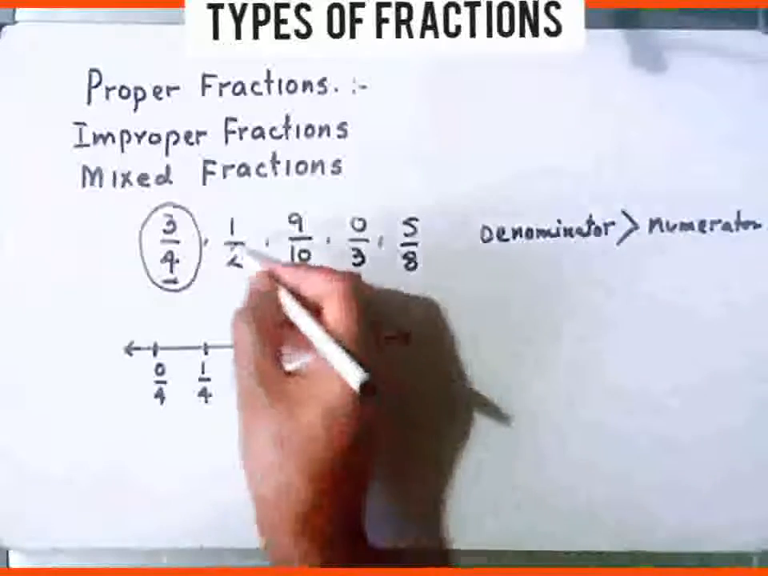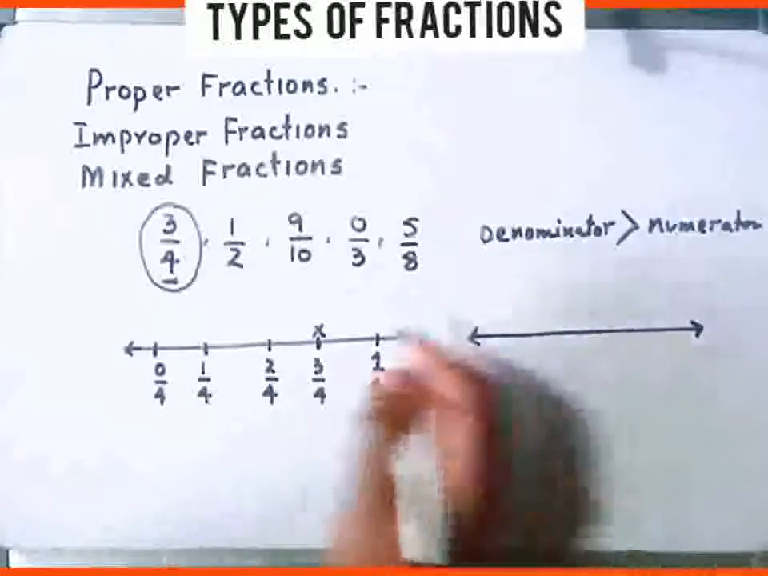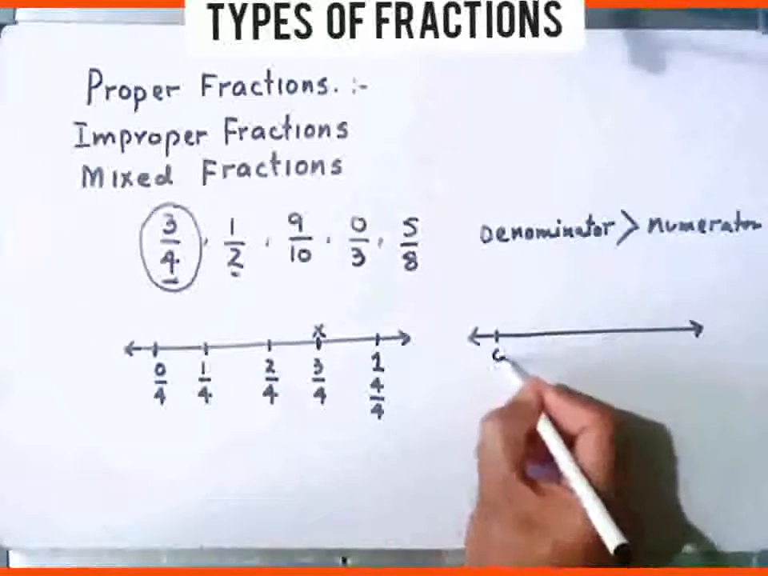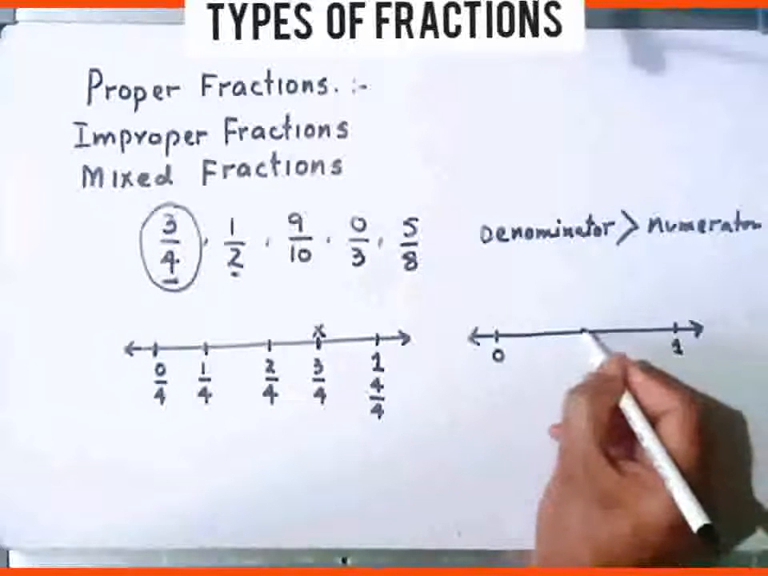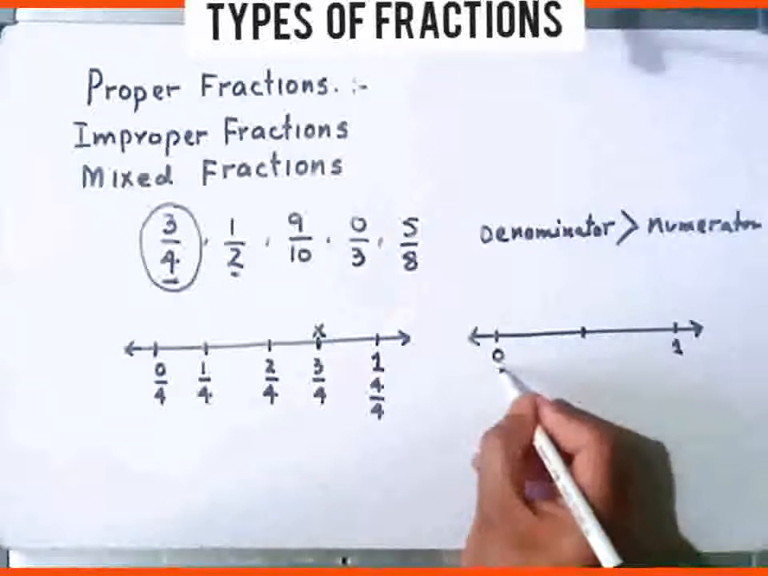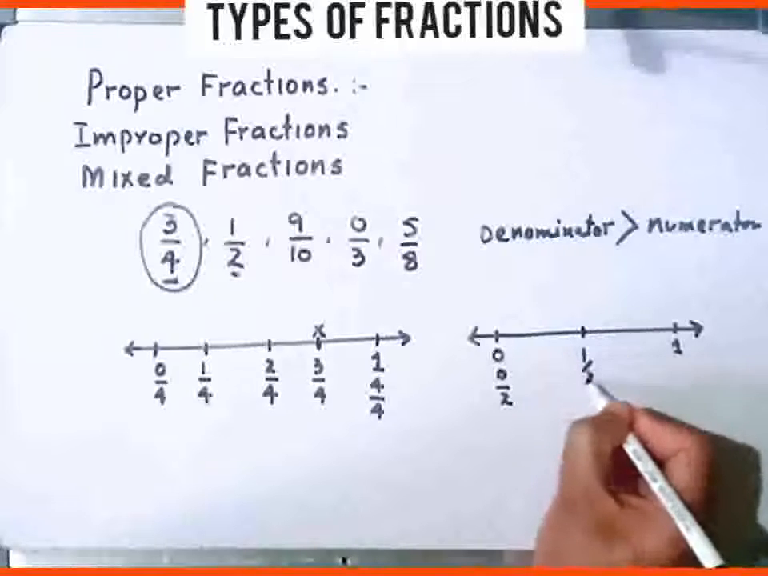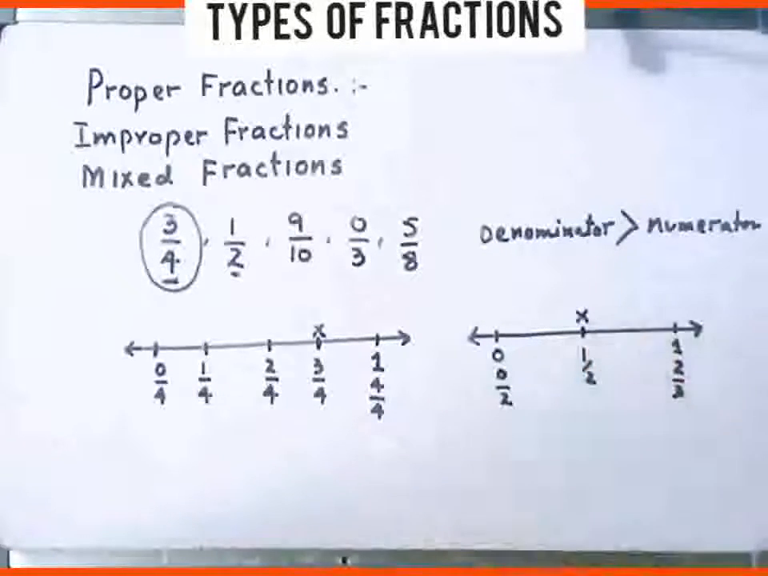Let's take this fraction. Here the denominator is 2, so we have to divide the distance between 0 and 1 into 2 equal parts. Here one part and second part. Here it will be 0 divided by 2, this will be 1 divided by 2, and this will be 2 divided by 2. Here is the required number, 1 divided by 2, right?